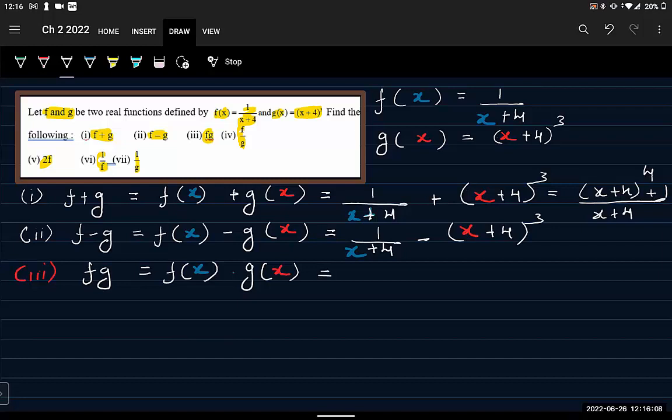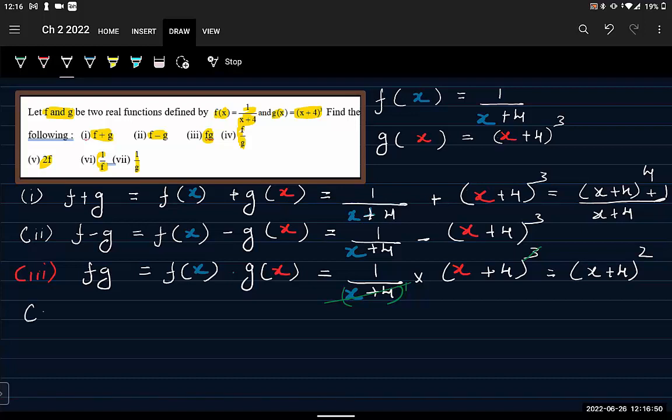So first I'll write the value of f of x, which is 1 upon x plus 4, multiplied by g of x, which is x plus 4 whole cube. Now here, the power of x plus 4 in the numerator is 3, while the power of x plus 4 in the denominator is 1. So we'll simplify, and the final power of x plus 4 should become 2, and the final value will be x plus 4 whole square.